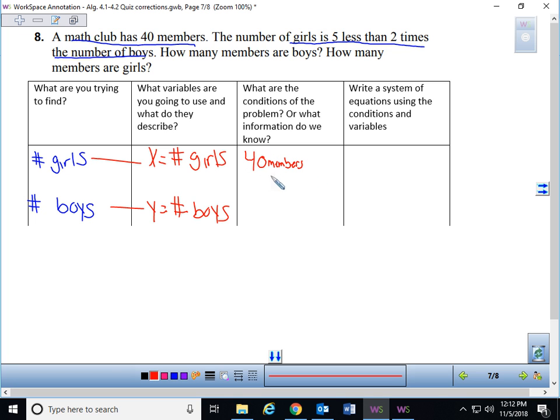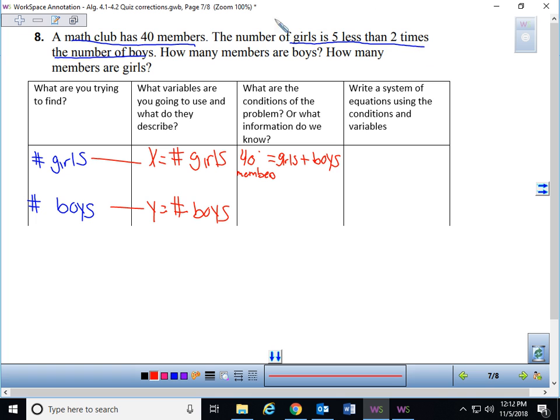And well, my club is made up of boys and girls, because that's what I'm actually trying to find. So I know that my 40 members is the same thing as some number of girls, I should say girls, plus some boys. Why do I know it's plus? Well, I have a total. Total is found by adding. That's all from the very first sentence.